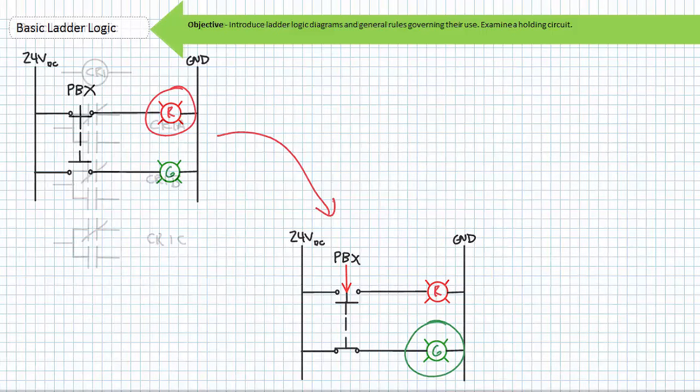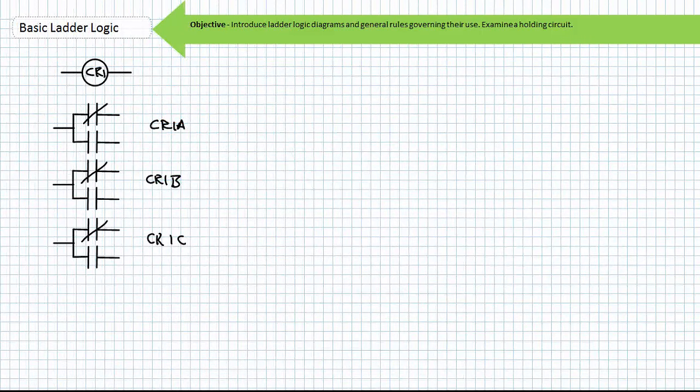Consider a control relay, CR1, and its associated contacts, CR1A, CR1B, and CR1C. Note the associated contacts are single-pole, double-throw transfer switches that have a common terminal and a choice of either a normally closed or normally open connection. For those interested, I've included the terminal numbers.